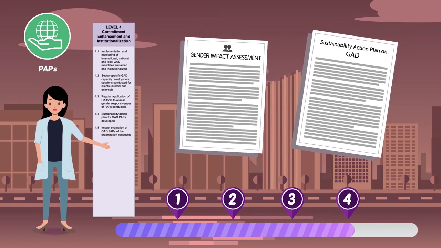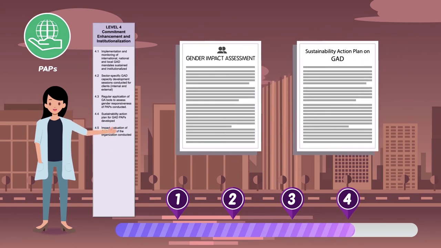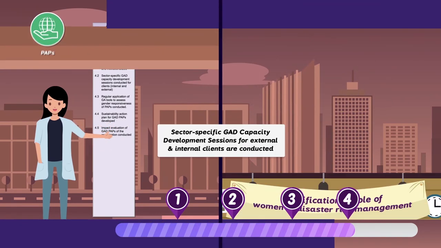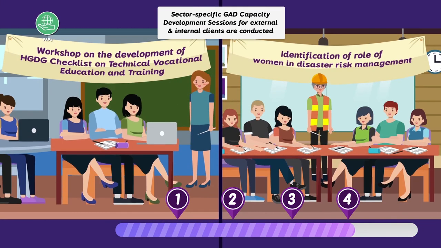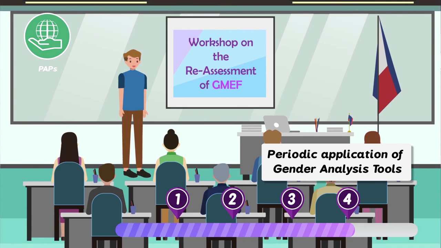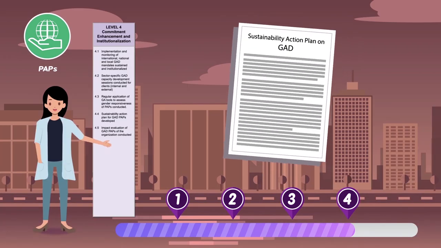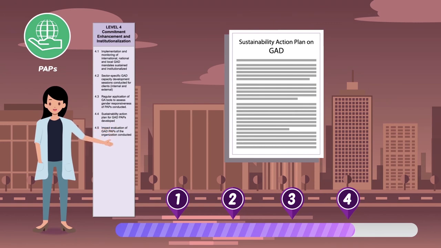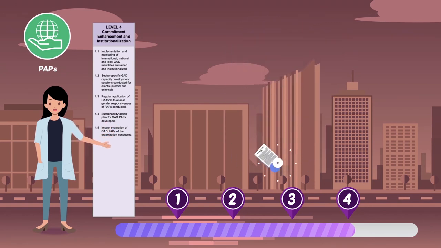At level 4, the organization ensures that monitoring of its GAD PAPs is sustained and its impacts evaluated. Sector-specific GAD capacity development sessions for both internal and external clients are also conducted, as well as periodic application and reapplication of gender analysis tools. A sustainability action plan for gender mainstreaming is also developed.